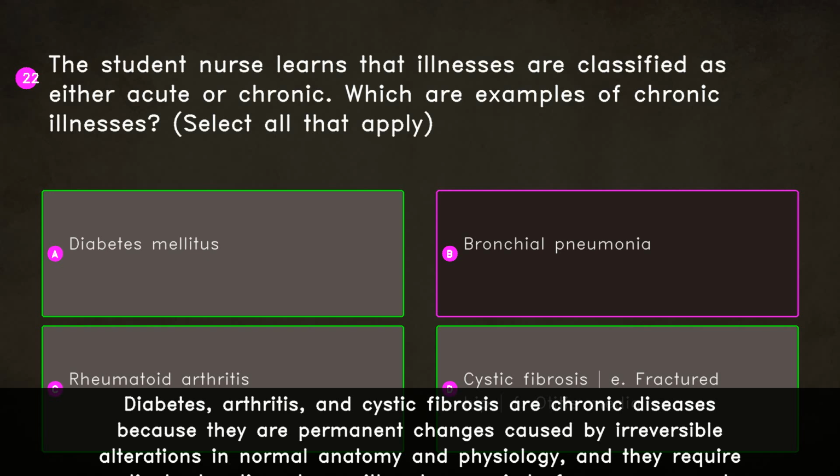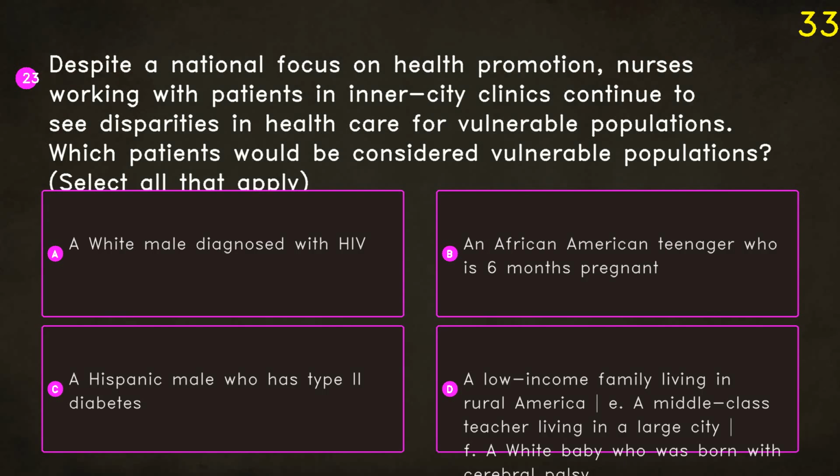Pneumonia, fractures, and otitis media are acute illnesses because they have a rapid onset of symptoms that last a relatively short time. Question 23. Despite a national focus on health promotion, nurses working with patients in inner-city clinics continue to see disparities in healthcare for vulnerable populations.